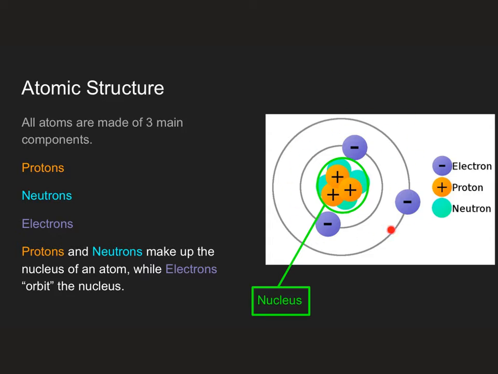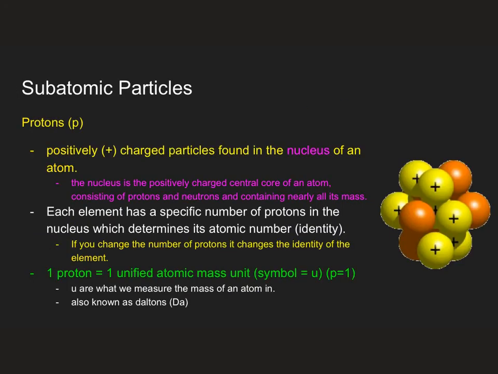So you should know that everything is made of atoms, but all atoms are made of protons, neutrons, and electrons. Protons and neutrons make up the nucleus of the atom. That would be our little center right here. It's positively charged because neutrons have no charge, while electrons create an orbit, or a more accurate thing is a cloud.